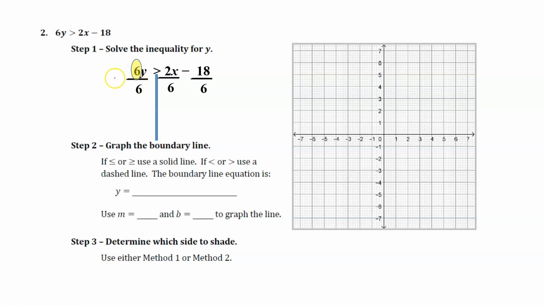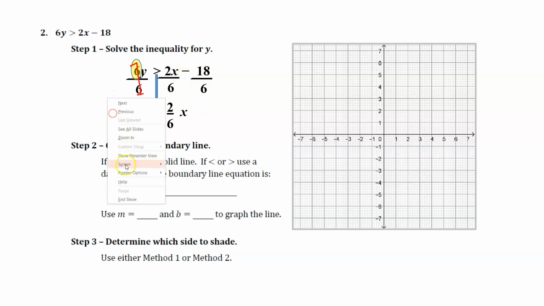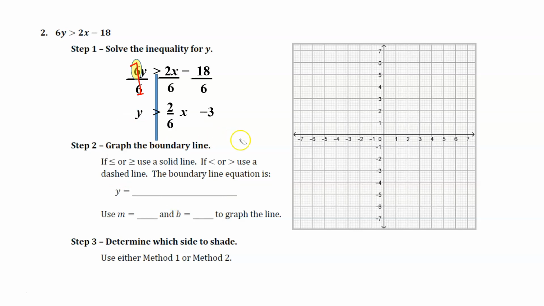Notice this is going to be 1. Y greater than. Now 2 divided by 6. If you actually work that out, it's probably going to be a decimal. So let's go ahead and keep that a fraction. Go ahead and work out what negative 18 divided by 6 is. Go ahead and work that out. And unpause, we should have gotten negative 3.